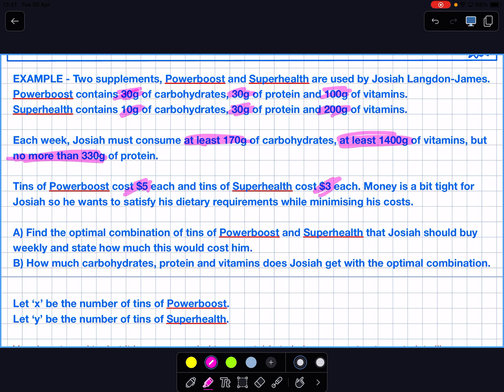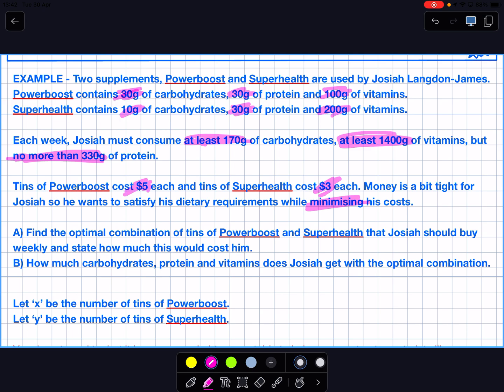Yes. Money's a bit tight for Josiah, so he wants to satisfy his dietary requirements while minimizing the costs. In Year 12 General Maths, what optimization did I say you would do? Either maximizing or? Minimizing. Do you reckon the fact that it said minimizing is important? Because that's my objective. This is going to decide what my objective function is. A, find the optimal combination of tins of Power Boost and Super Health that Josiah should buy weekly and state how much this would actually cost. And B, how much carbs, protein and vitamins does he get with the optimal combination.